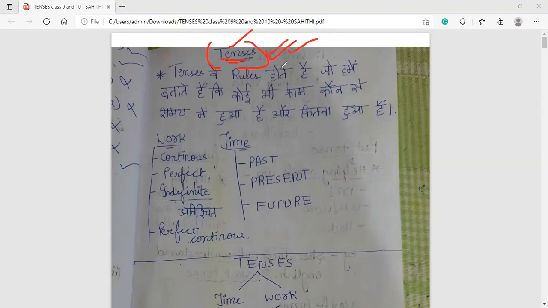So today we will be talking about tenses, so let's get started with today's video. So actually, what are tenses? Does anyone have any idea? Then just write it down in the chat box, because it is a live stream, so you can write it. So what do you all think about tenses? Okay, so tenses are those rules which tell us what work has been done and how much time it has taken.